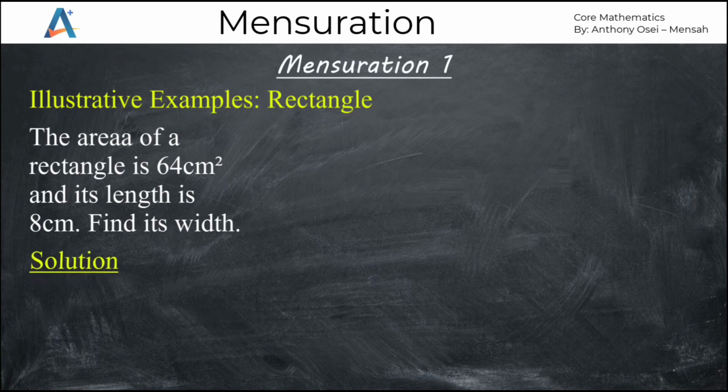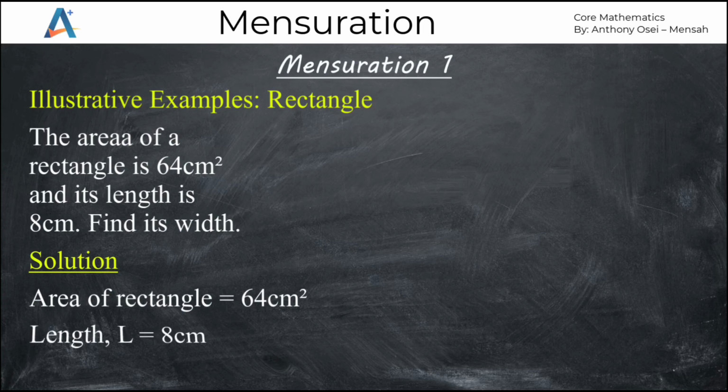Now, solution. The area of the rectangle is 64 centimeters squared. And then we have been given the length of the rectangle. So length, which is L, is equal to 8 centimeters. We are asked to find the width. But because the area has been given, area itself is a formula. The area of a rectangle is given as the length times the width.